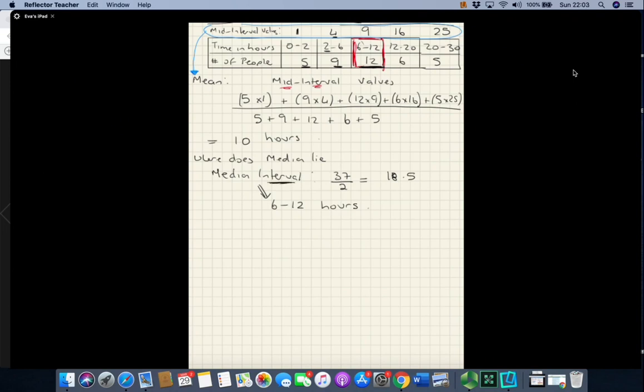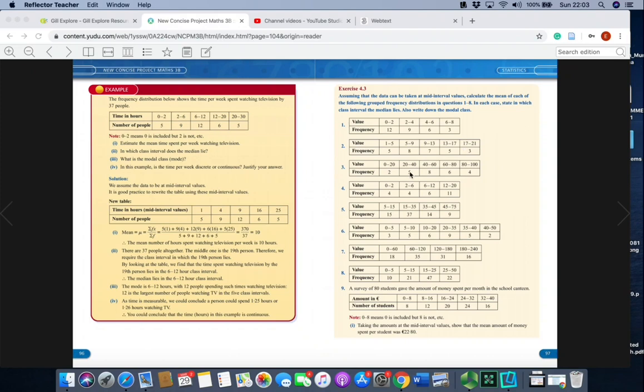If it asks you for the interval, it's asking you for the time in hours that it gave in the question. You could also be asked for the modal interval. Again, it's the value that occurs most often, which is the same interval, because 12 people watched that amount of hours of TV. So the mean was 10. The median lies in the 6 to 12 class interval, and 6 to 12 hours is the mode as well.